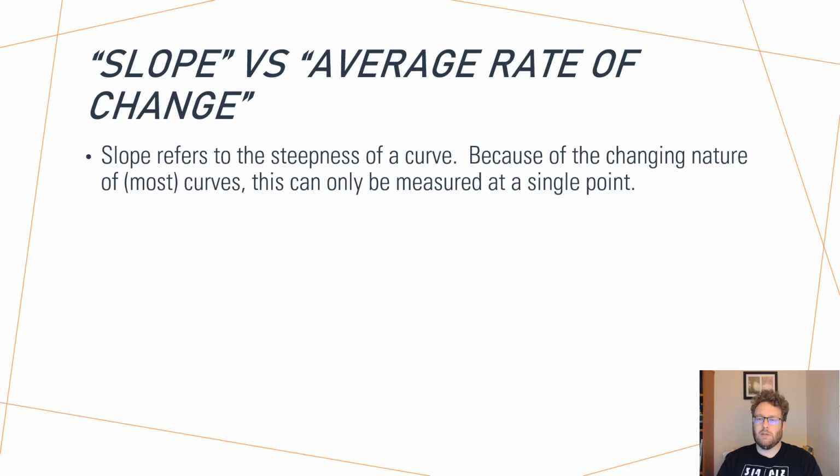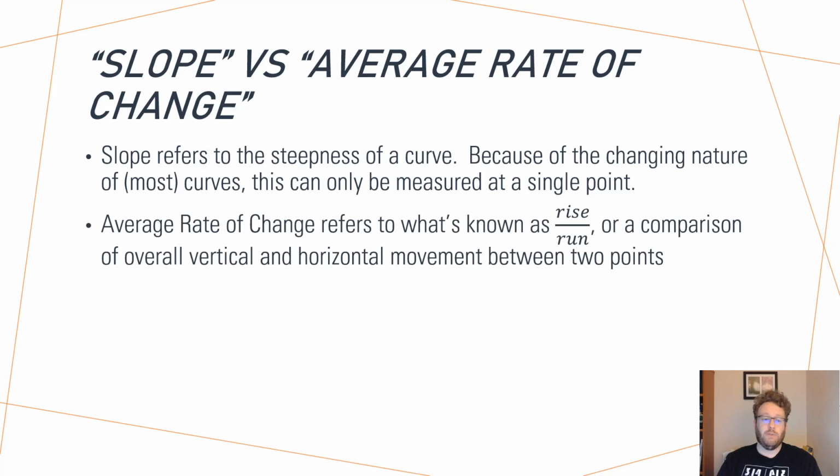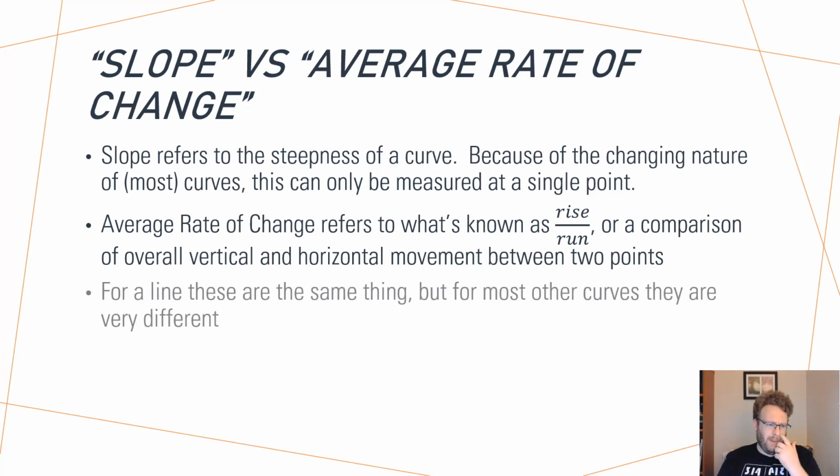And because most curves have kind of a changing amount of steepness, this is something that we tend to measure at a singular point. Trying to do it at 2 points, well, you're looking at an average rate of change now. Average rate of change, on the other hand, is the traditional rise over run that we've known about, and it's that vertical versus horizontal movement comparison. And in a line, these are actually the same thing. But with most other curves, they're considered very differently.